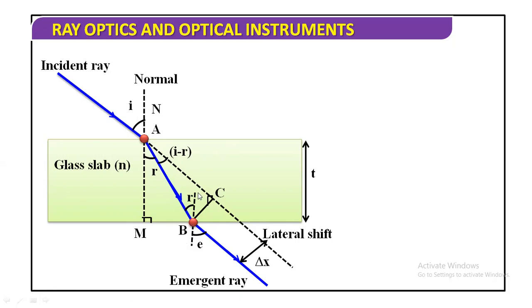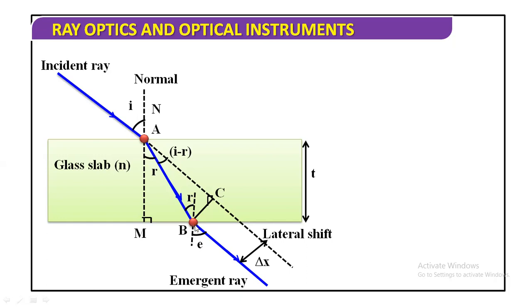We draw a normal, and this is the angle of incidence at this point. But this angle of incidence will be equal to the angle of refraction. So rather than taking this angle as I, this angle is taken as R, because this angle is equal to this angle. So R is here, so this angle also becomes R.